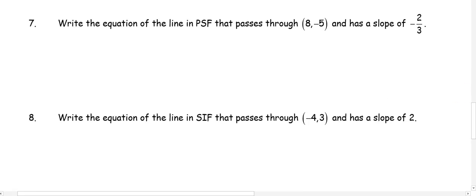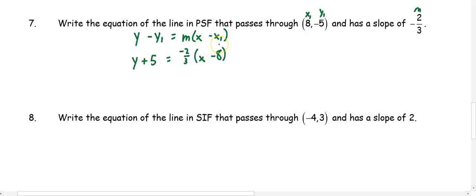So in number 7, write the equation in point slope form. So remember, point slope form is y minus y1 equals m times x minus x1. So we have x1, y1, and our m value. So all we're going to do is substitute in. The thing you have to be careful about is your coordinate always should have the opposite sign in the equation. So I have y, and y was already negative, so it becomes plus 5 equals negative 2/3 times x minus 8. And then because I'm in point slope form, I'm done.